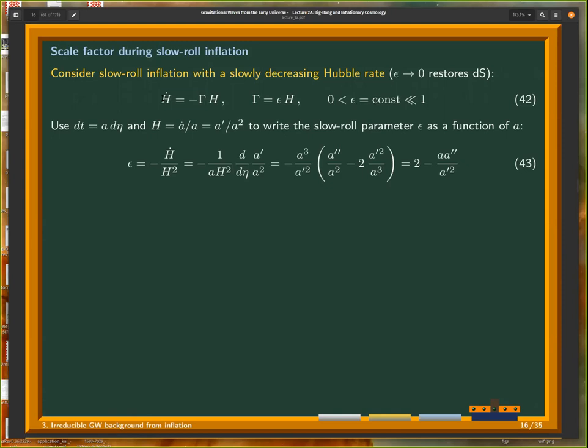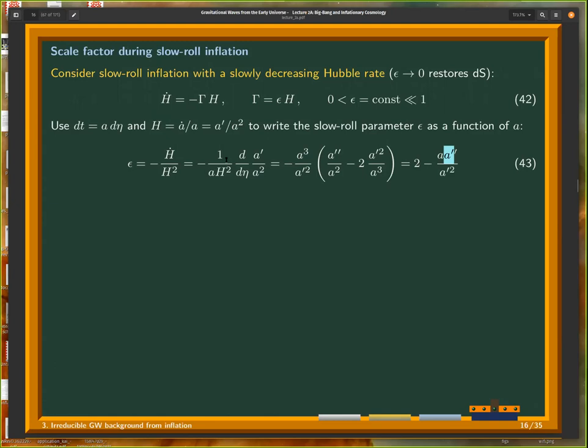So if I take this relation here in equation 42, I can just write it like this. So maybe this is a bit more familiar to some of you in the audience. So epsilon is just defined as minus H dot over H squared, the first slow roll parameter with respect to the Hubble rate. So now I can take the definition of the Hubble rate. It's a dot over a, or if I express this in terms of conformal time, a prime over a squared. And I use this definition here, and I write this as a function of the scale factor.